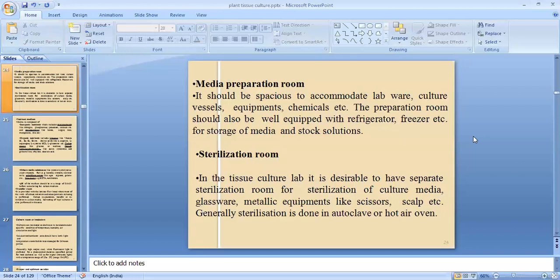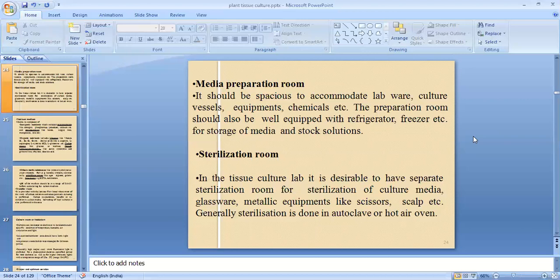And next one is the media preparation room. The media preparation room should be spacious enough to accommodate all the labwares, culture vessels, equipments, chemicals. And apart from these things, it also should be well equipped with a refrigerator, freezer, and the specific places for storing this refrigerator and freezers to store the media and the stock solution.